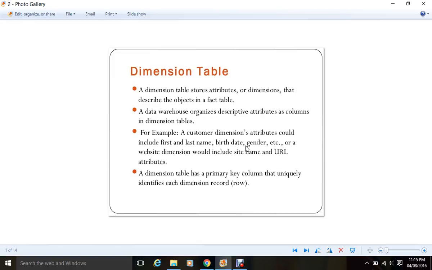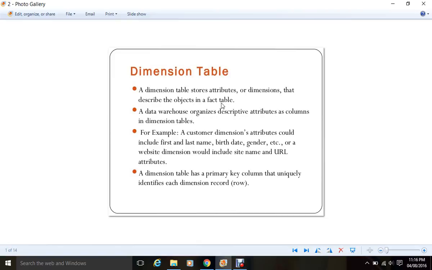Dimension is nothing but an aspect or feature of a situation, or a measurable extent of a particular kind of unit. A dimension table would be storing attributes or dimensions that are described in the fact table. A fact table would generally contain the statistical data of the warehouse.